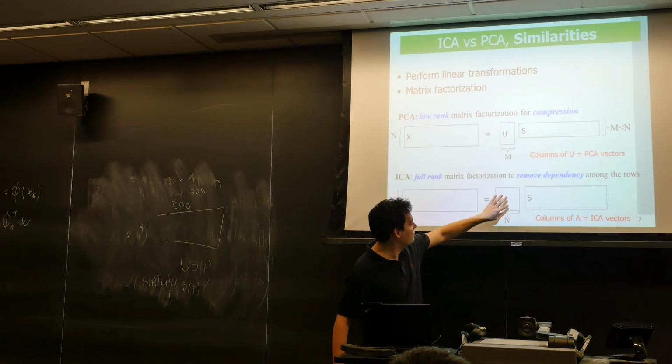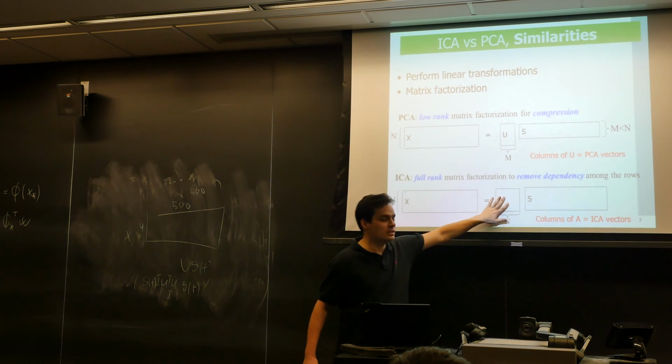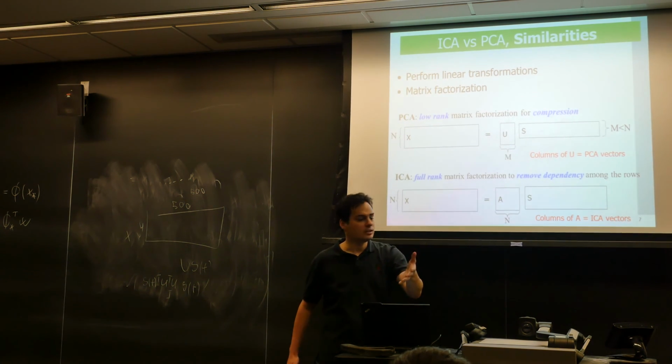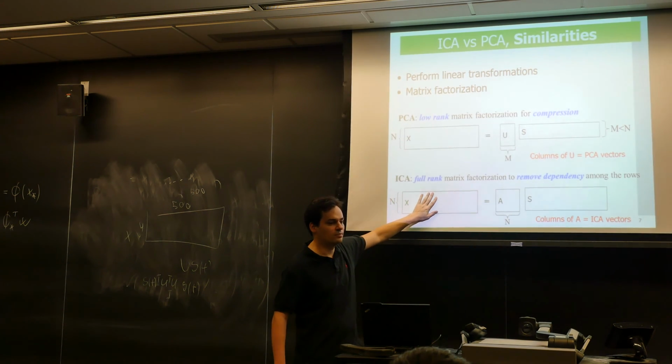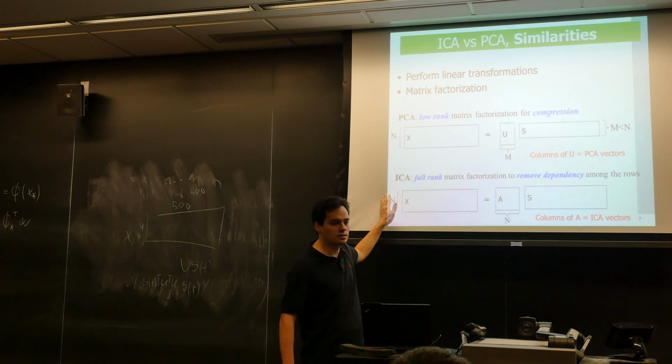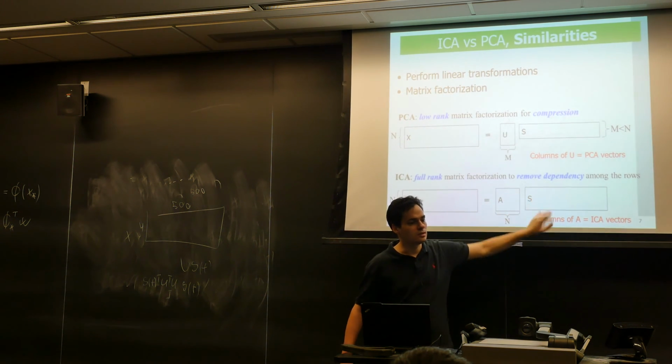Okay, so here we assume that A is invertible. We will be looking for an invertible matrix such that if I multiply my data matrix, my observed matrix, with the inverse of this, then I would get the original sources.